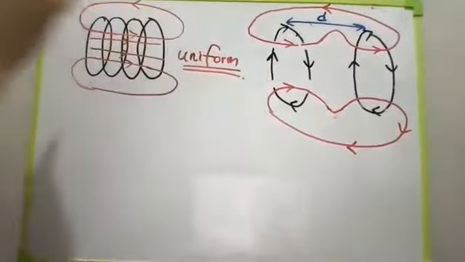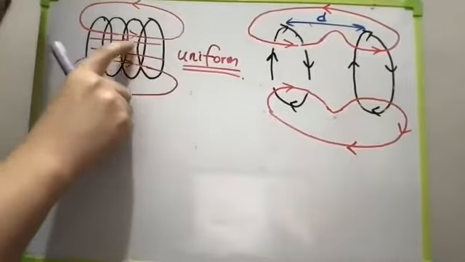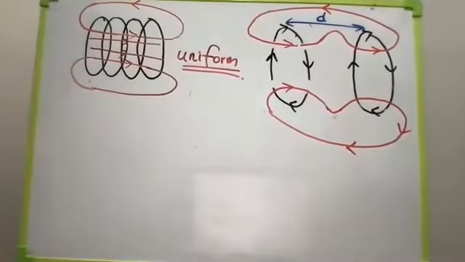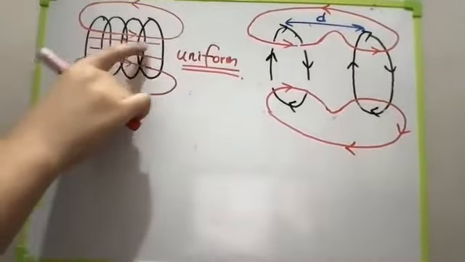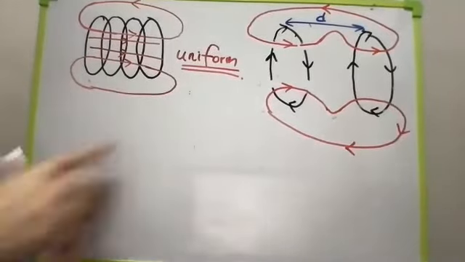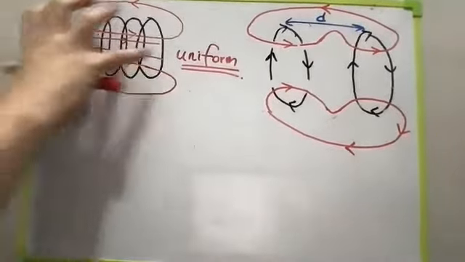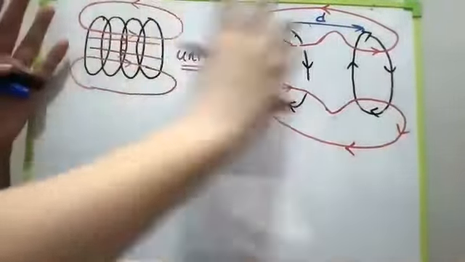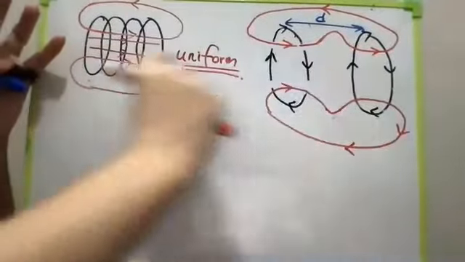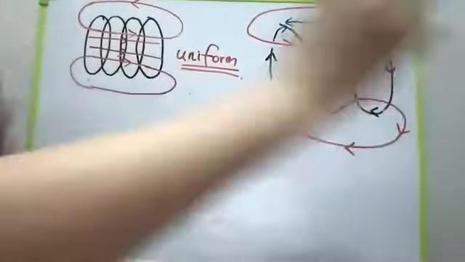Okay, the word uniform means that the strength at any point is the same. You take this point, this point, this point, this point, all of their magnetic field strengths are the same. That is what we call a uniform magnetic field. In a coil, if you put many coils together, all the magnetic field inside travels in straight lines. You get a uniform magnetic field.